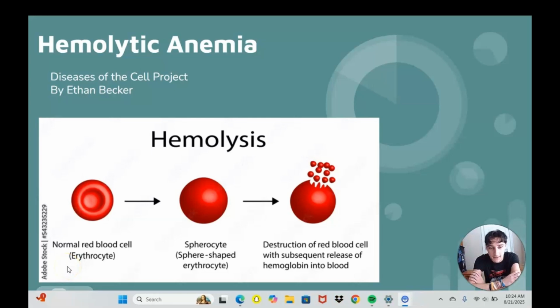Alright, today I'm talking about hemolytic anemia for my Diseases of the Cell project. So here we have a normal red blood cell without hemolytic anemia, and then we have the spherocyte, and then this is hemolysis, which is where the blood cell destroys itself and it ends up bursting, which is what happens in hemolytic anemia.